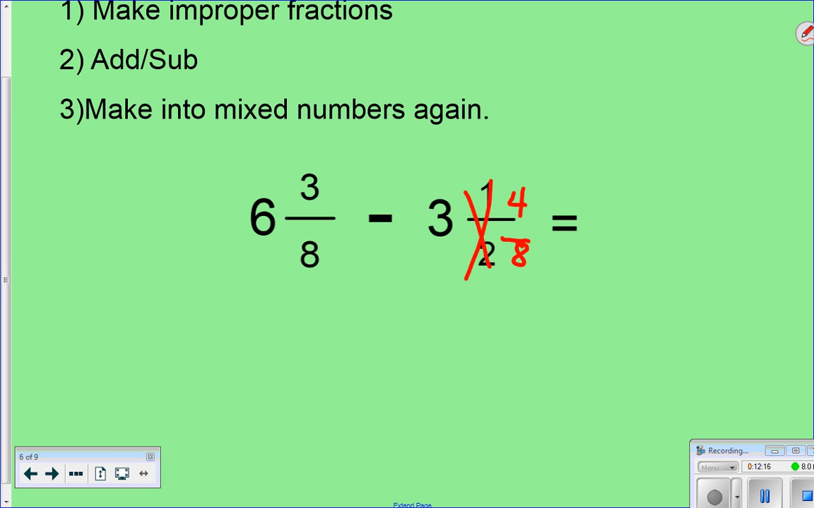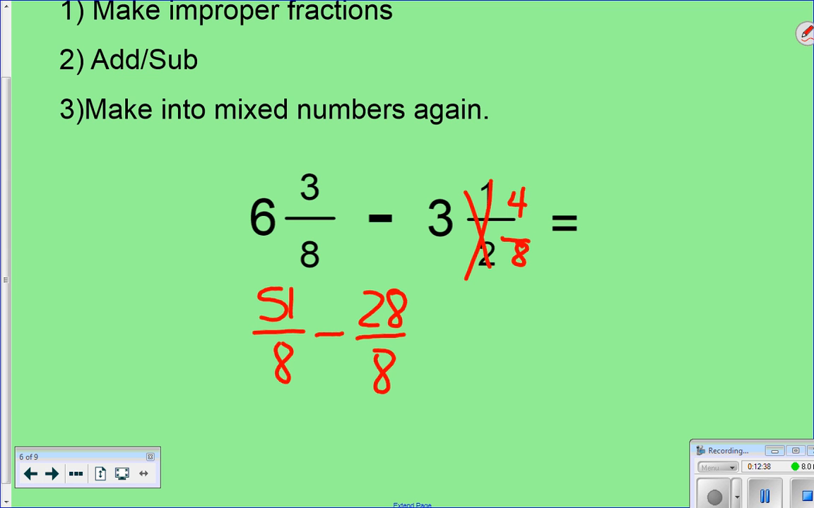8 times 6 is 48, plus 3 is 51 over 8. Okay, minus 8 times 3 is 24. 24 plus 4 is 28 over 8. Okay, is everybody following? Okay, let me know if you need me to slow down.